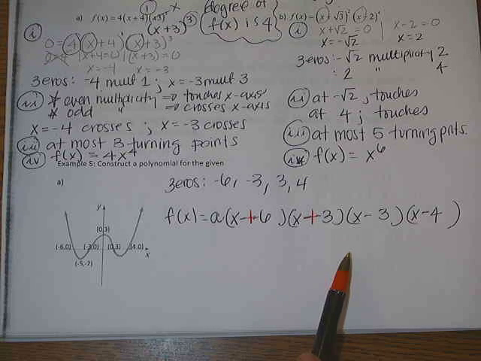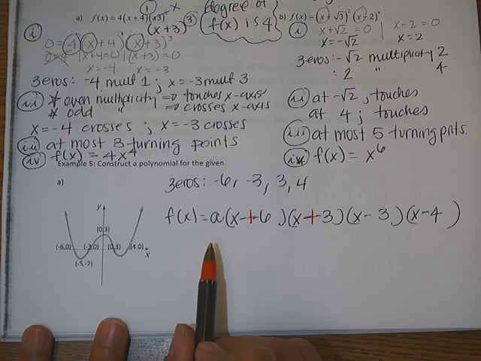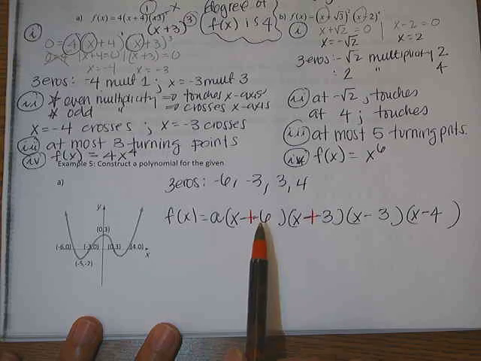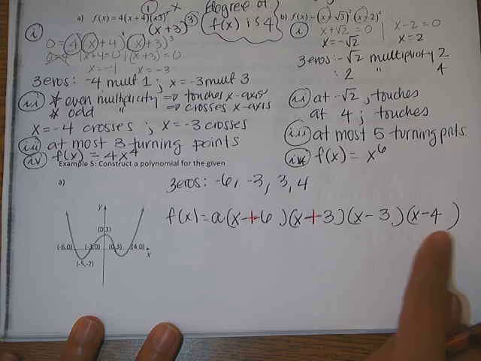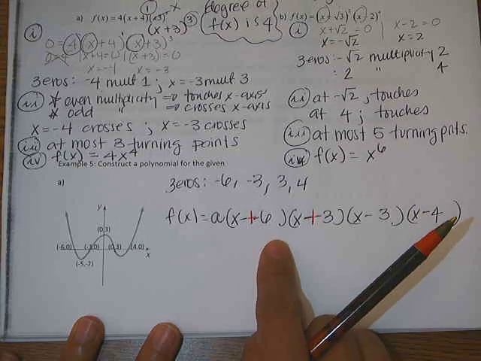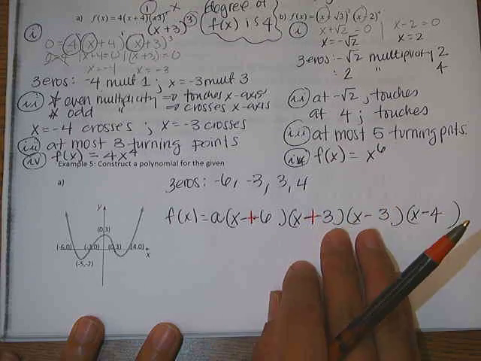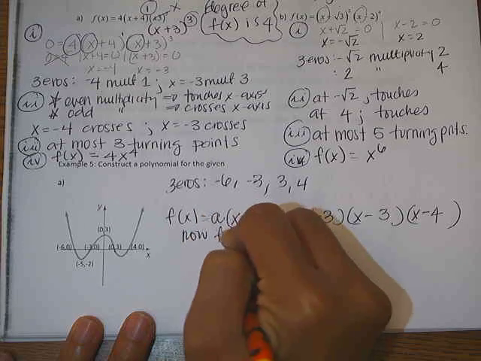you don't need to FOIL this out, and I'm going to give you a reason why you don't need to FOIL it out. On the test, okay, on the test, if you have a degree of 4 or higher, you can just leave them in factor form like these, because I'm just trying to save you time. So once you have written it down like this, you don't have to FOIL it out, but you do have to find your A.